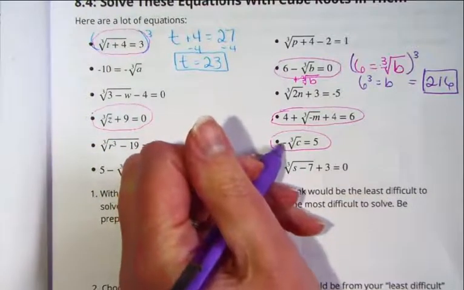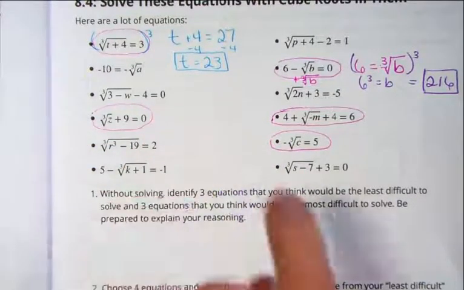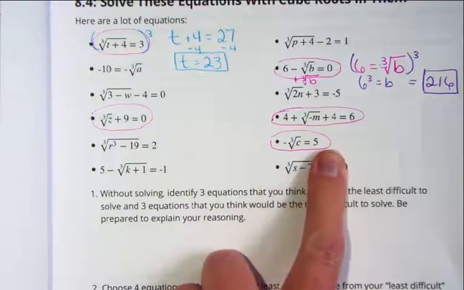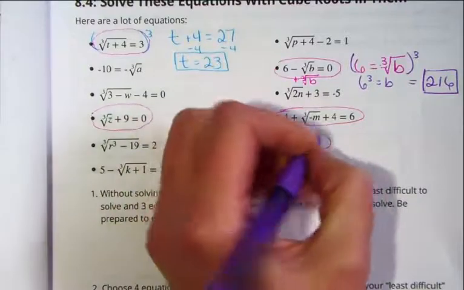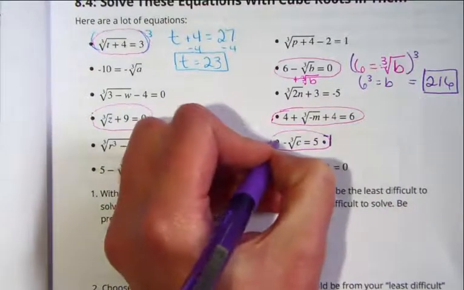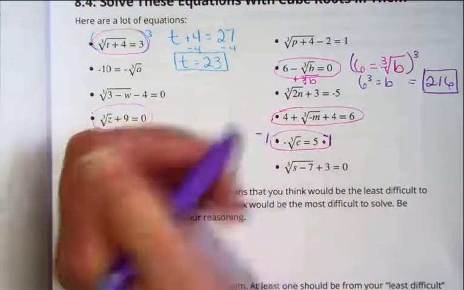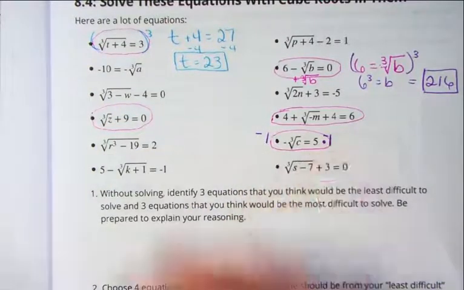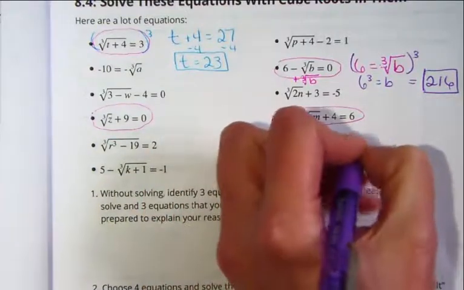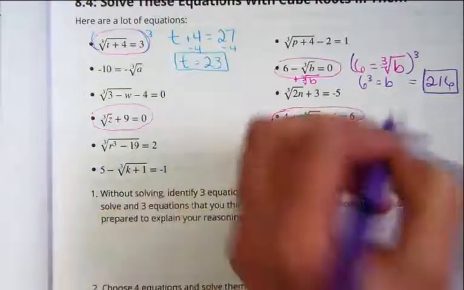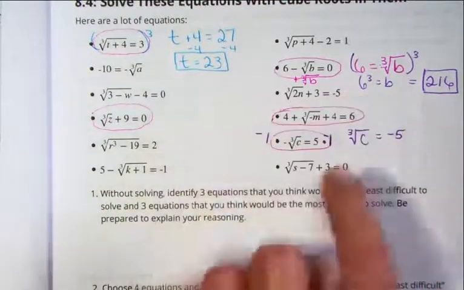When I think first about negatives, one way I can get rid of negatives, or at least move it to the other side, is to multiply both sides by a -1. Remember, if I do something to one side, I have to do it to the other. So I'm multiplying both sides by -1. That's going to make this a positive cube root of c equals a -5.